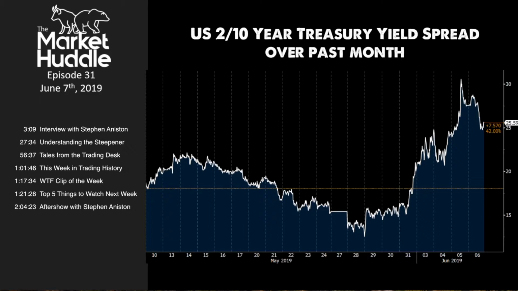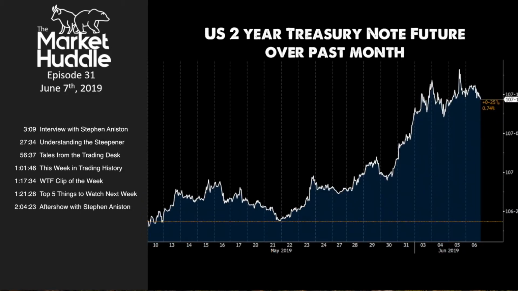Now, let's figure out how we trade this. Here, before we do that, is the picture of the actual steepening of the curve. This is the 2-year, 10-year spread. You see that it used to be 13, spiked up to 30 even, and is now roughly 26. Let's go to the next slide.